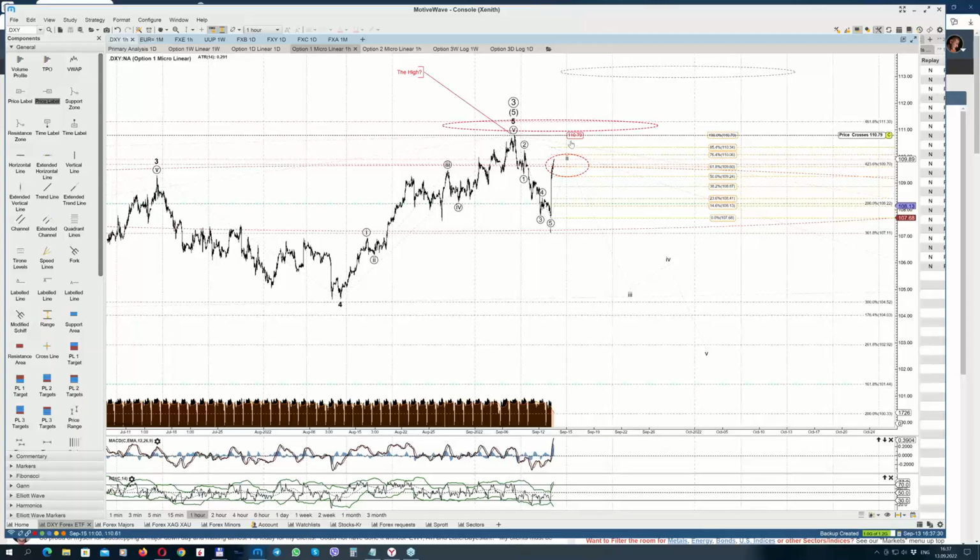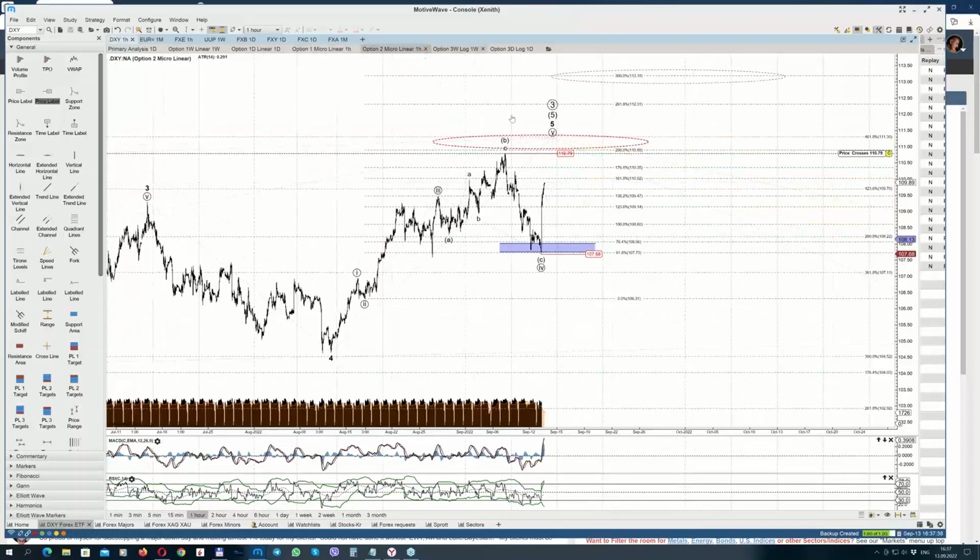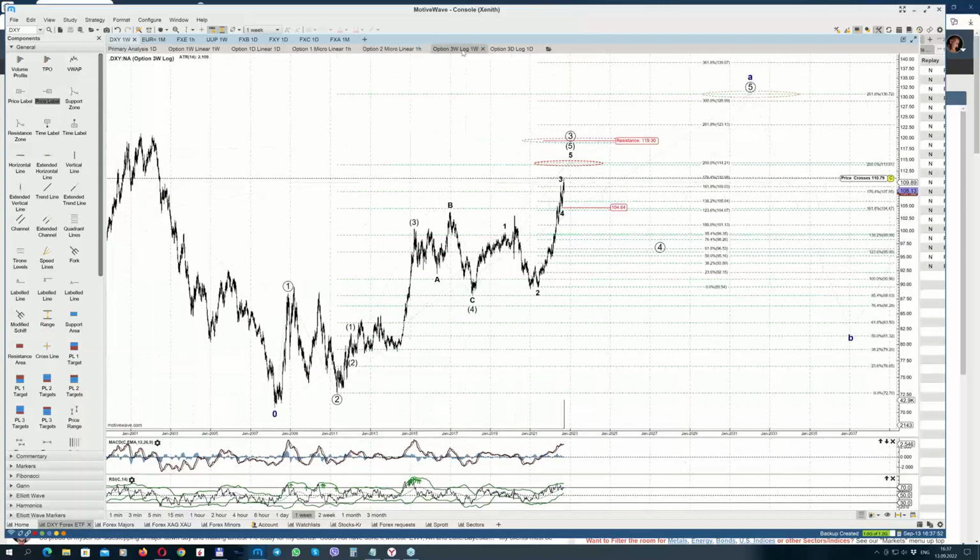In the case we take out 110.79, then all the doubts are out. We're heading at least slightly higher. Slightly higher means 110.98 or 111.30. And above this region, 113.18. And now, a new count I'm going to present for now.